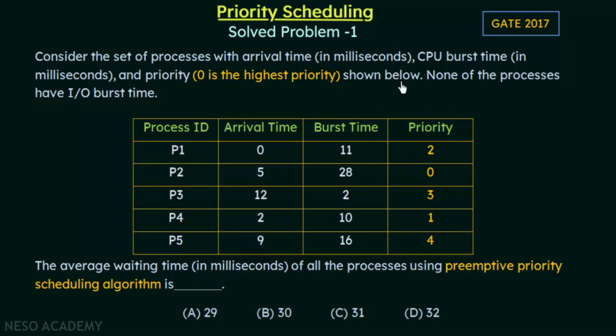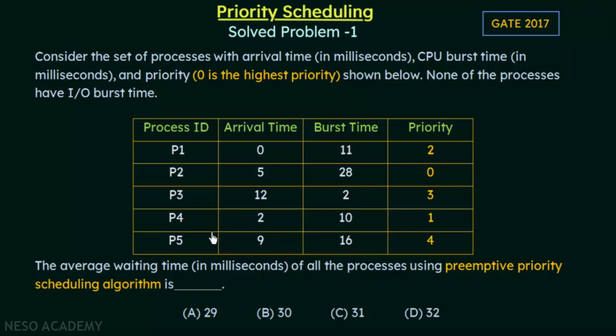And it is also said that none of the processes have I/O burst time. What they mean by this is that here we are given the burst time, which is the time that a process spends executing in the CPU. I/O burst time is the time that the process spends on input-output operations. Here it says that it does not have any I/O burst time, so we just need to consider only the CPU burst times which are given here.